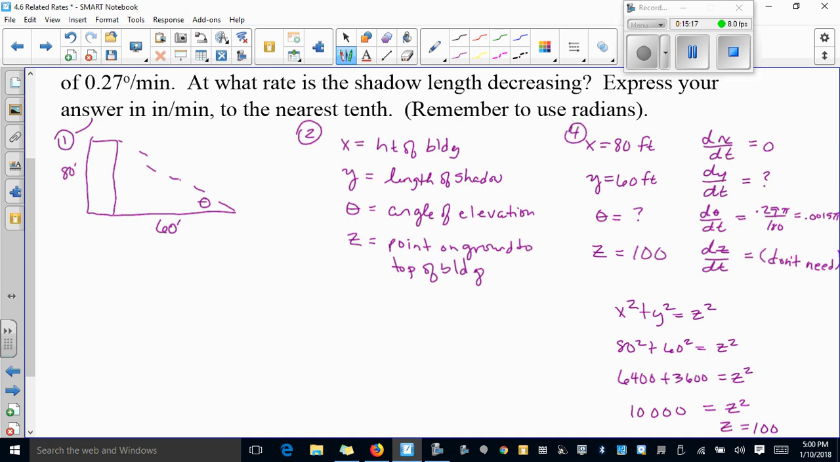And before we do the derivative, we do want to plug in what is a constant value, and our constant value is the height of the building, which is x. So tangent of theta equals 80 over y.